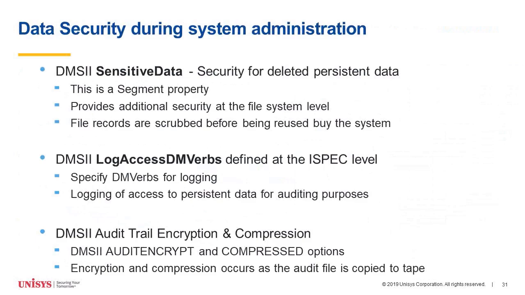And then finally, we do have the ability to now set audit trail encryption and compression options. This does occur when the audit file is copied to tape. There's instructions on how you set it up. It's relatively straightforward, but it is slightly more complicated than just clicking on an individual property. But basically, you specify attributes which are documented in our docs that will tell you where you put your special commands from inside the AB Suite environment.